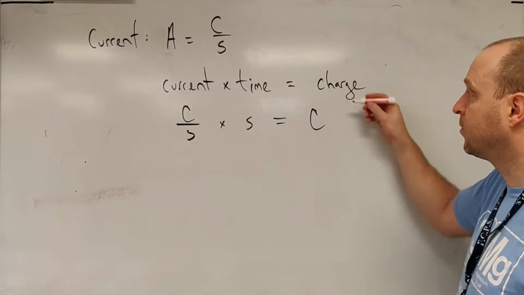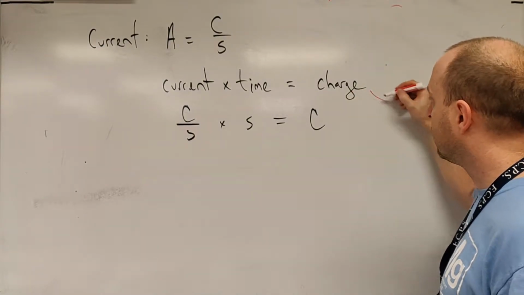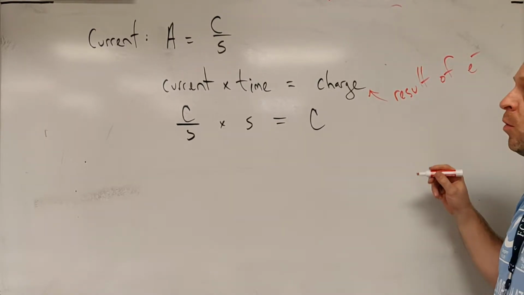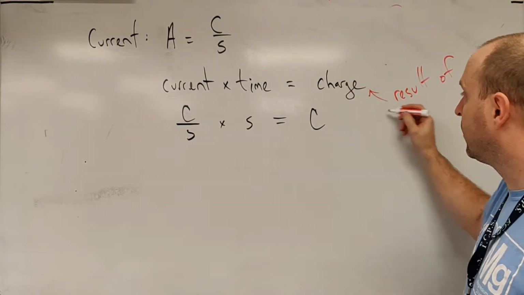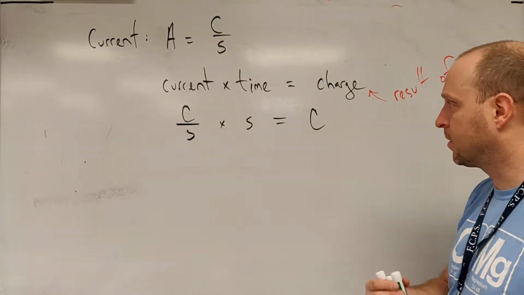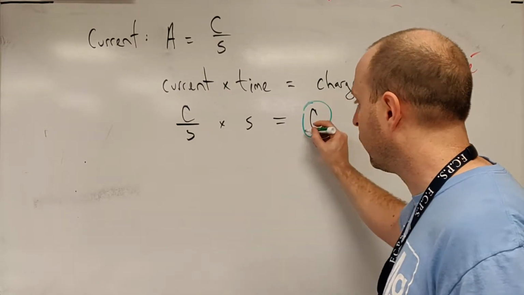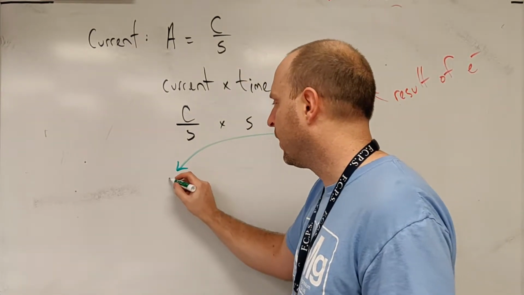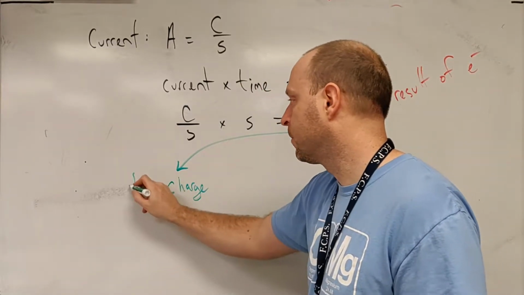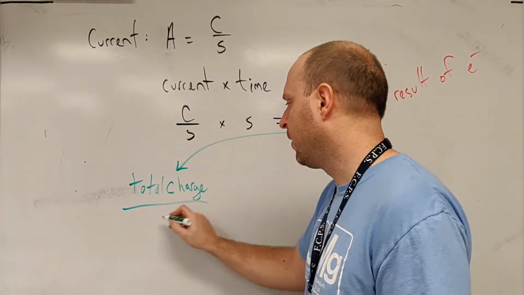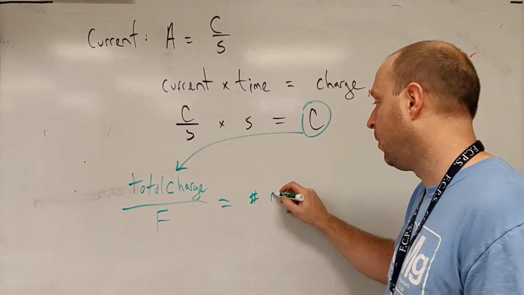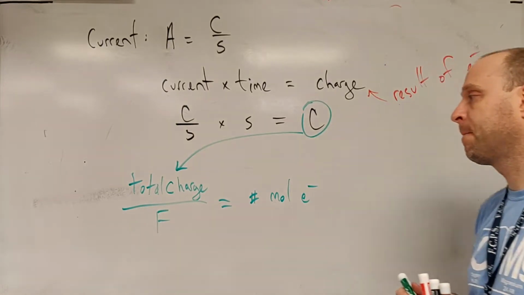Now, since this charge here is the result of our electrons, we can convey this charge in terms of a number of electrons. And we do that using Faraday's constant. So we'll take this charge and bring it down and say, okay, I have some total charge, and we're going to divide by Faraday's constant, and that's going to give us some number of moles of electrons.